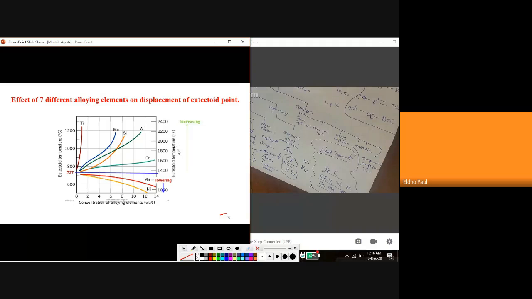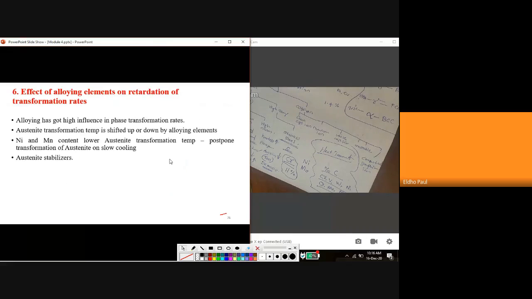Another one: the effect of alloy elements on retarding the transformation rate. What is transformation in the TTT diagram? From the TTT diagram, we can see the transformation of the microstructure from austenite. This is the austenite condition, at high temperature. And here we have a C curve in the TTT diagram. Okay, so this is 727 degrees Celsius.